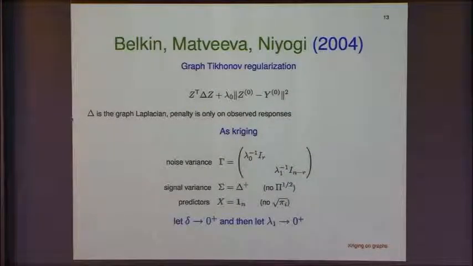Another method at the same time, Belkin, Matveeva, and Niyogi, they take a similar formulation, but they're quadratic. They use the graph Laplacian itself. They didn't do similarities. Their penalty is only the prediction you made where you knew the answer minus the known value at that point. And there's a penalty parameter lambda. They don't force it to interpolate. After all, some of those labels could be wrong, so you don't want to necessarily interpolate. They're also doing Kriging. And we exhibit what their noise covariance is, what their signal covariance is, what predictor they're using. They're just using the intercept term. And then they have two limits.